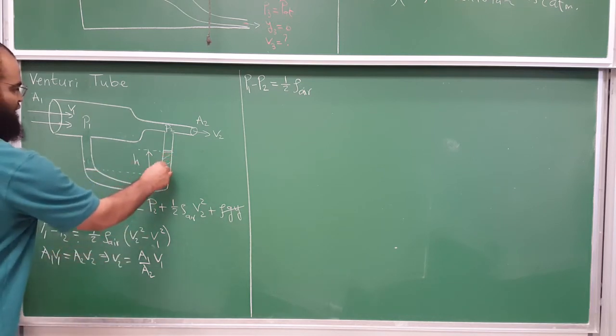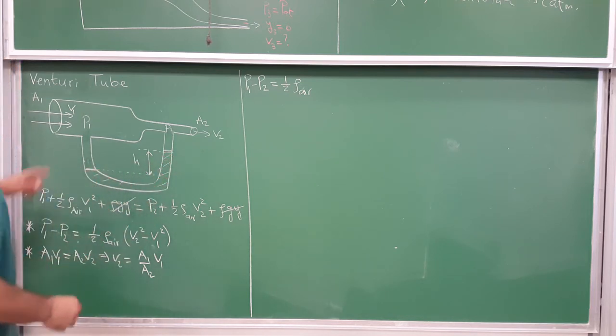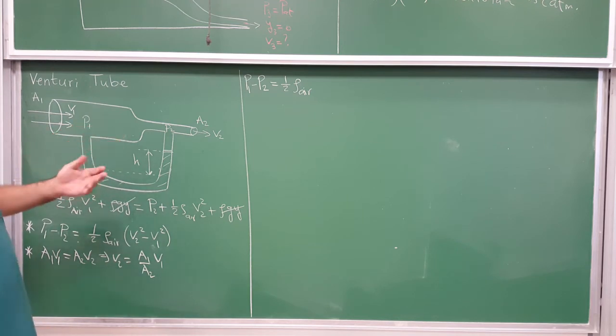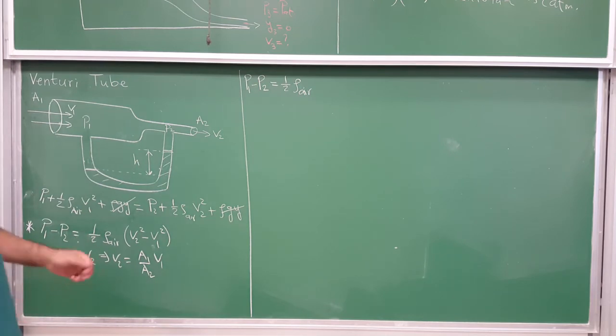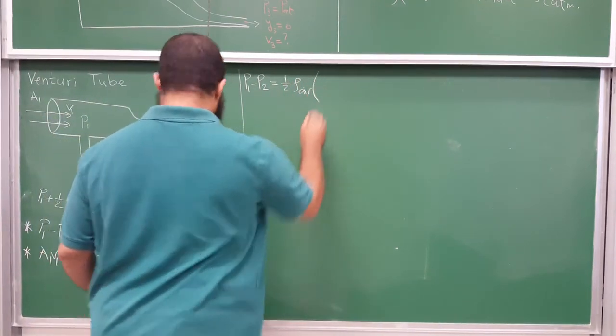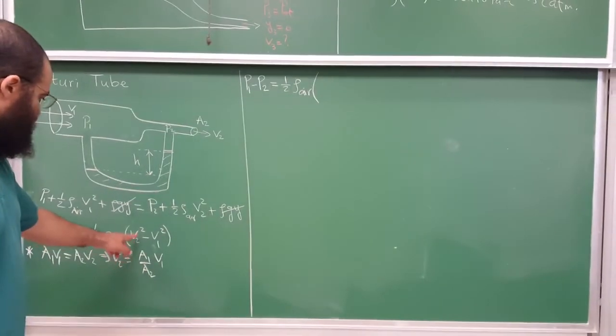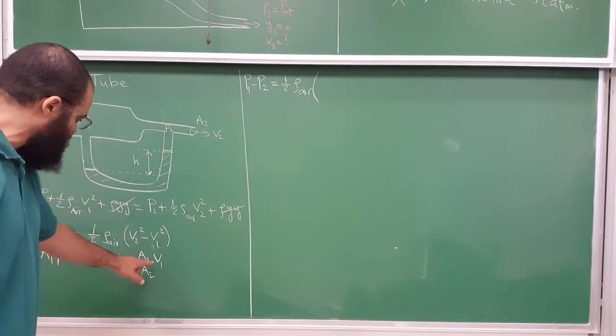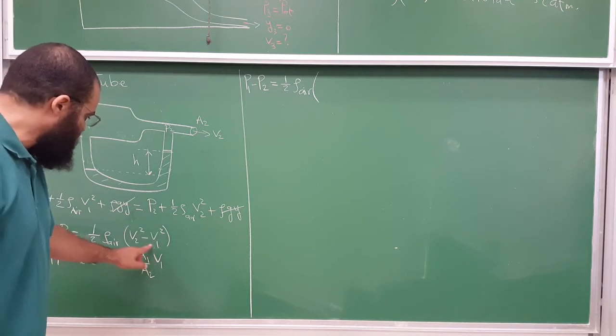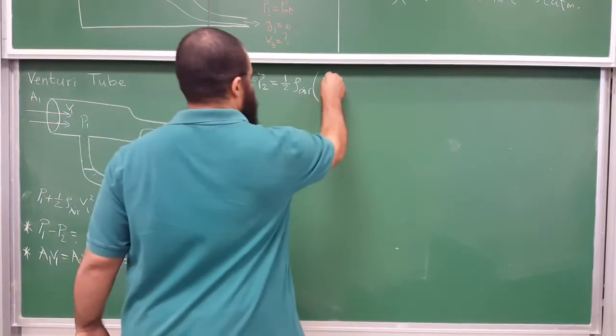So this is the liquid. You have the density of air, it's 1.29, and you know the areas. So we want everything in terms of areas and h and the densities. So we will write here 1/2 rho air, and then V2 squared. Well, V2 squared would be A1 over A2 squared, and then V1 squared, minus V1 squared. So it would be this.